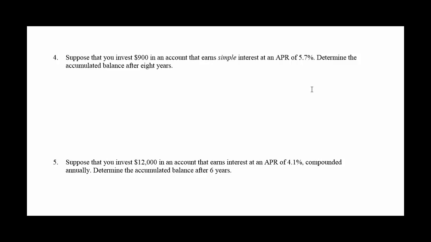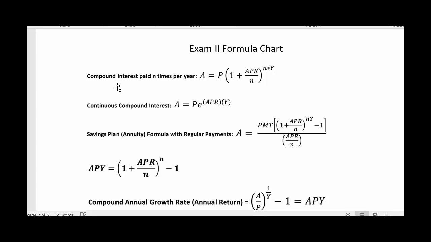Okay, number 4. Suppose we invest $900 in an account that earns simple interest at an annualized percentage rate of 5.7%. Determine the accumulated balance after 8 years. Okay, I'm going to go to the formula chart. Now, we do have a specific formula for simple interest, but I want to show you with the tools that you have for this test how you can get in the habit of using the formula chart, and hopefully this will work for you. So we have this formula that says compound interest paid n times per year.